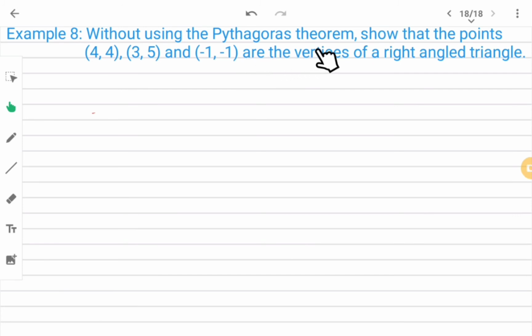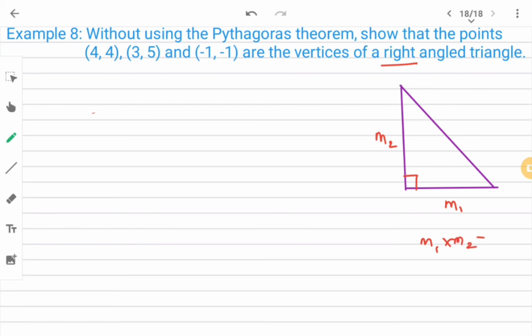Now, example 8. Without using Pythagoras theorem, show that the points (4, 4), (3, 5) and (-1, -1) are the vertices of a right angle triangle. That means, right angle triangle means what is the condition? Any two sides are perpendicular, right? This is the triangle. We need to prove this angle is 90 degrees. That means the slope of this line is m1, slope of this line is m2, and m1 into m2 is equal to minus 1. Indirectly, they are asking you to prove this one.